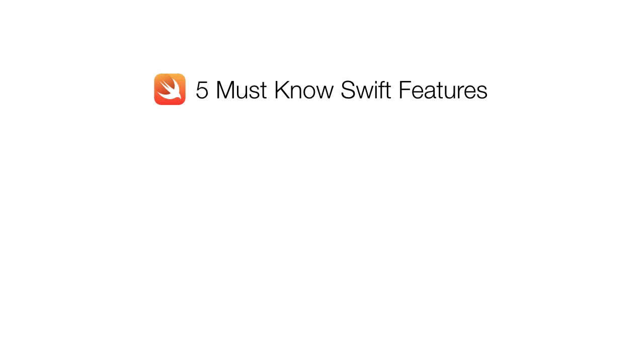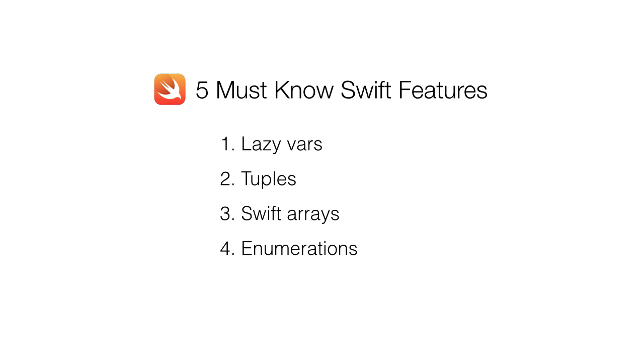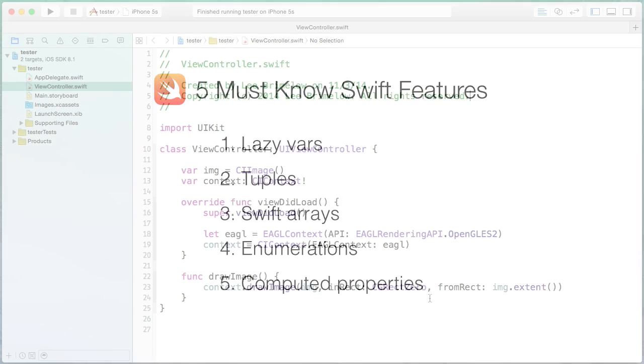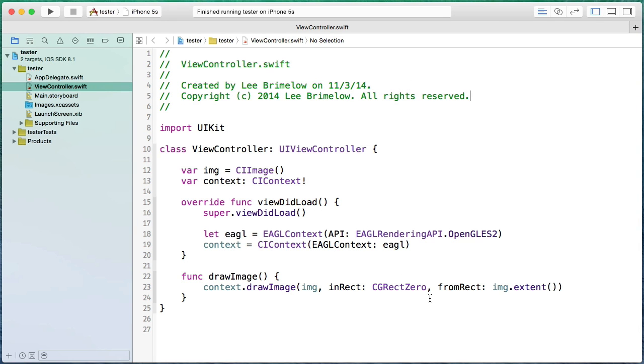So in this tutorial, I'm going to go over 5 Swift features which I consider must-knows. And they are lazy vars, then we'll look at tuples, Swift arrays, look at the updates to enumerations, and then look at a new type of property called computed properties. So let's go.